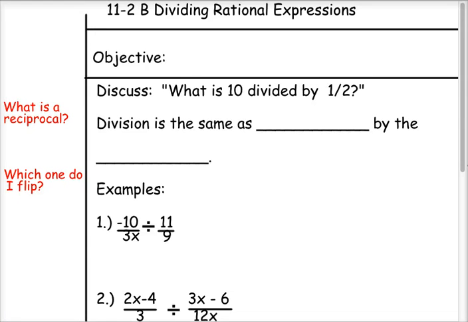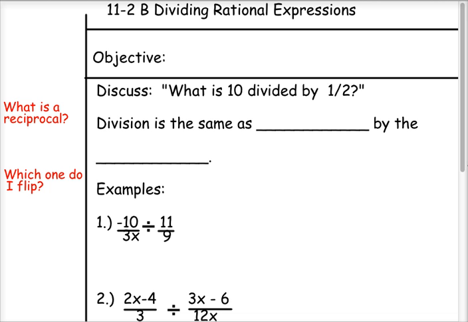Today, we are going to finish up with 11.2. So in the first half, we talked about multiplying rational expressions. Today, we are going to move on to dividing them. So, a little review on how dividing fractions works.